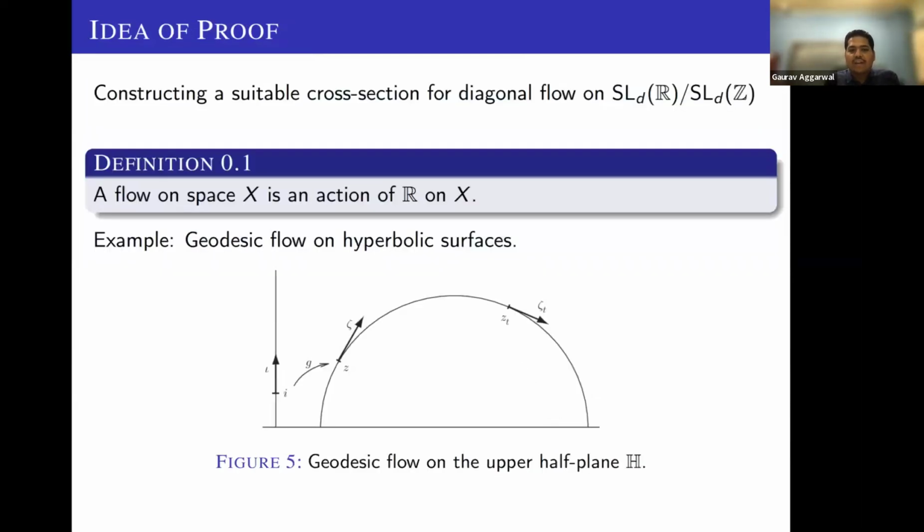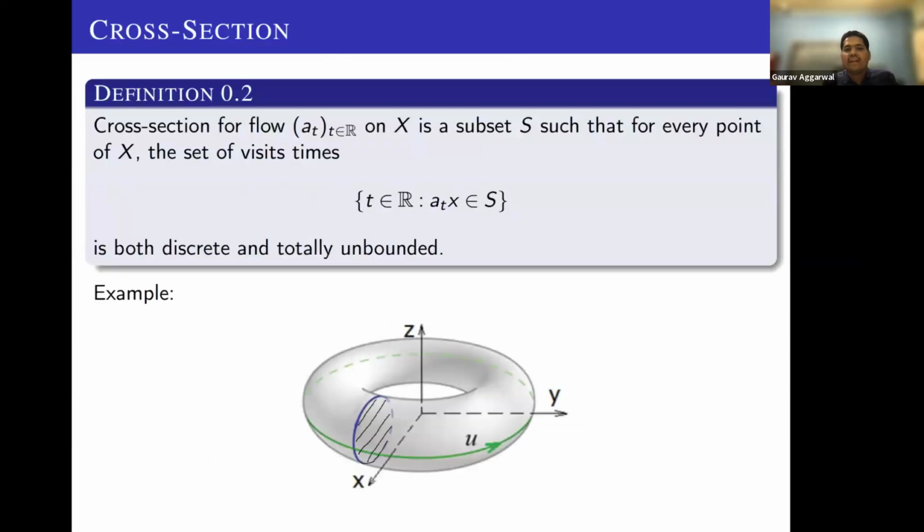The second word over here was the cross section. Now, cross section for a flow, for example, here in the diagram, would mean that it's a subset of the full space, so that you take any point in the space and flow it around. It will come to this cross section infinitely often, both in positive and negative time, and it will not stay on the cross section. It's, in some sense, perpendicular to the flow.